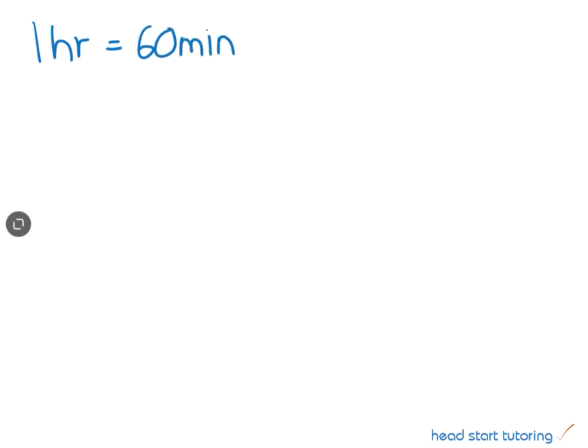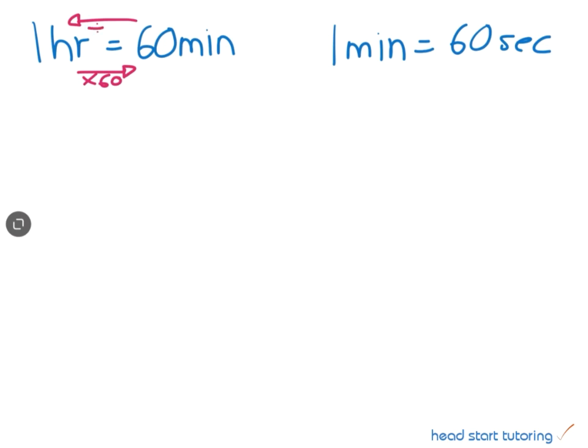One hour is equal to 60 minutes, and 1 minute is equal to 60 seconds. So when we are working with hours and minutes, we can try and remember that it's the same conversion with minutes and seconds. When we are converting from hours to minutes, we multiply by 60. And when we are working from minutes to hours, we divide by 60. In the same way, when we are working from minutes to seconds, we multiply by 60, and from seconds to minutes, we divide by 60.